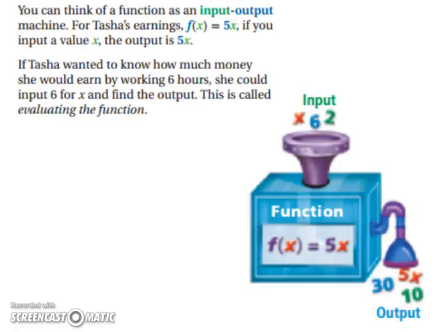You can think of it as an input-output machine. For Tasha's earnings, f of x equals 5x. If you input an x value, the output is 5x. If Tasha wanted to know how much money she would earn by working 6 hours, she could input a 6 for x. So she inputs a 6 in for x, and then the output would be 30.